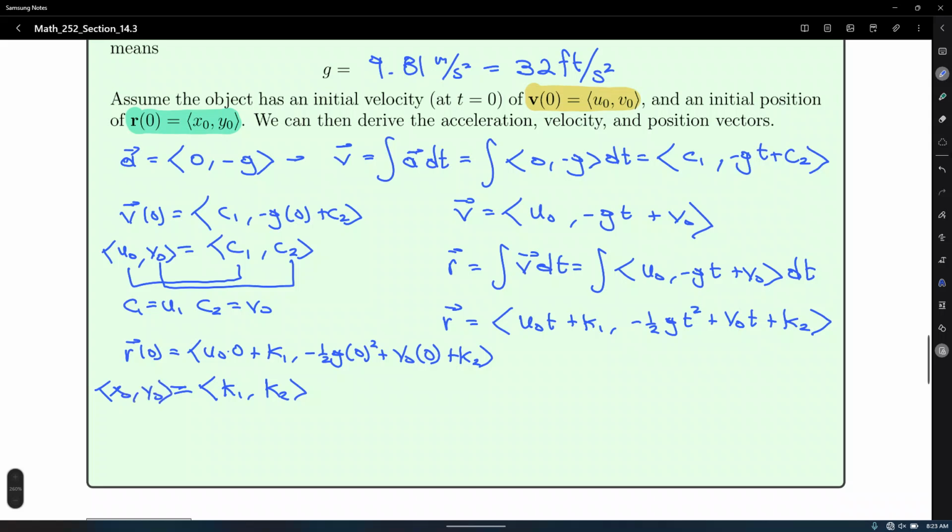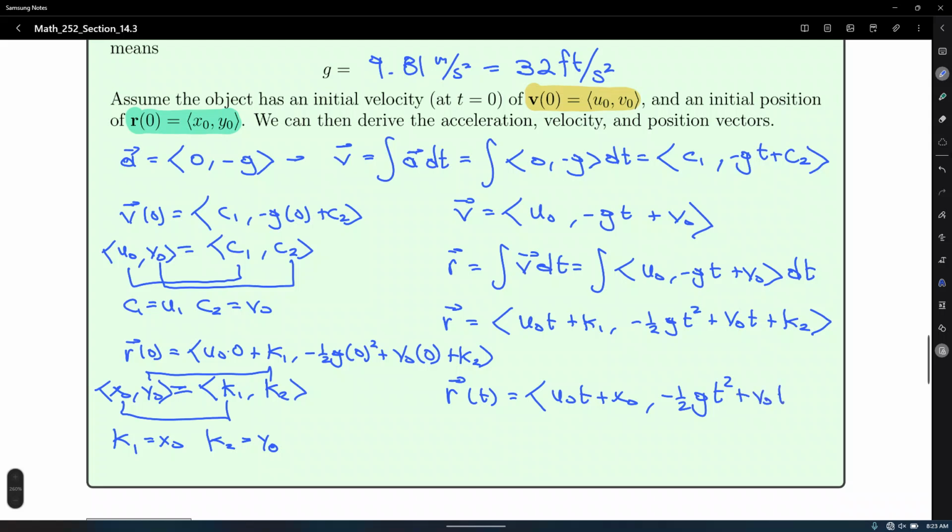Again, two vectors are equal if their components are equal, right? So that means we can equate components. k1 equals x0, and k2 equals y0. That means R of t finally is u0 t plus x0, comma, negative 1/2 g t squared plus v0 t plus y0.